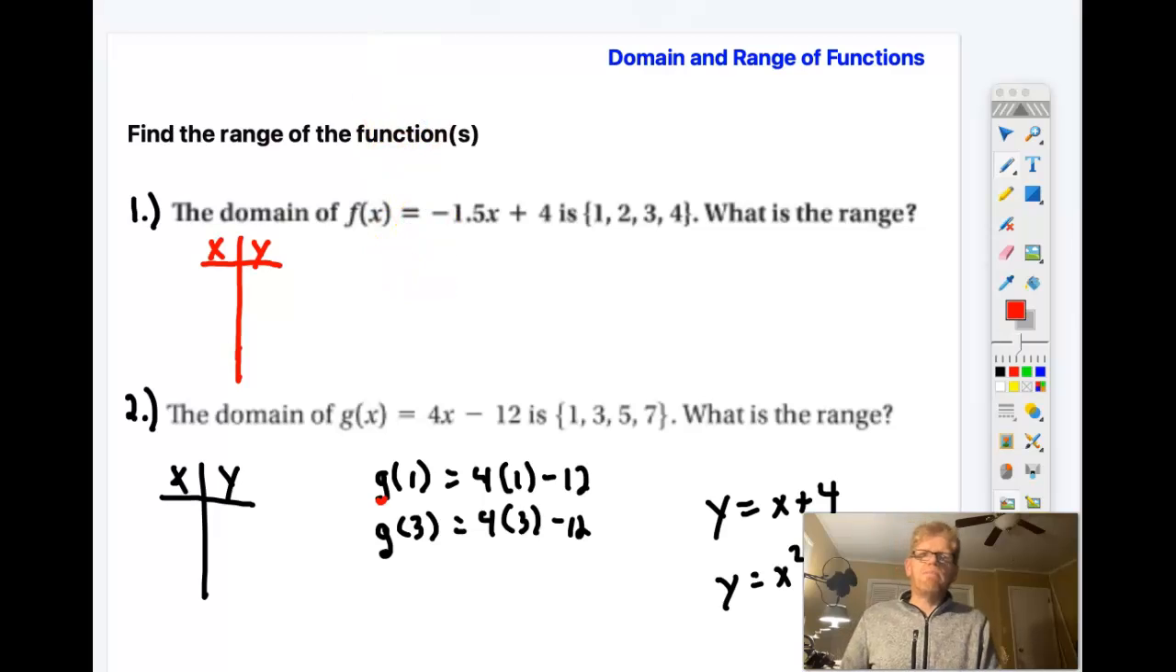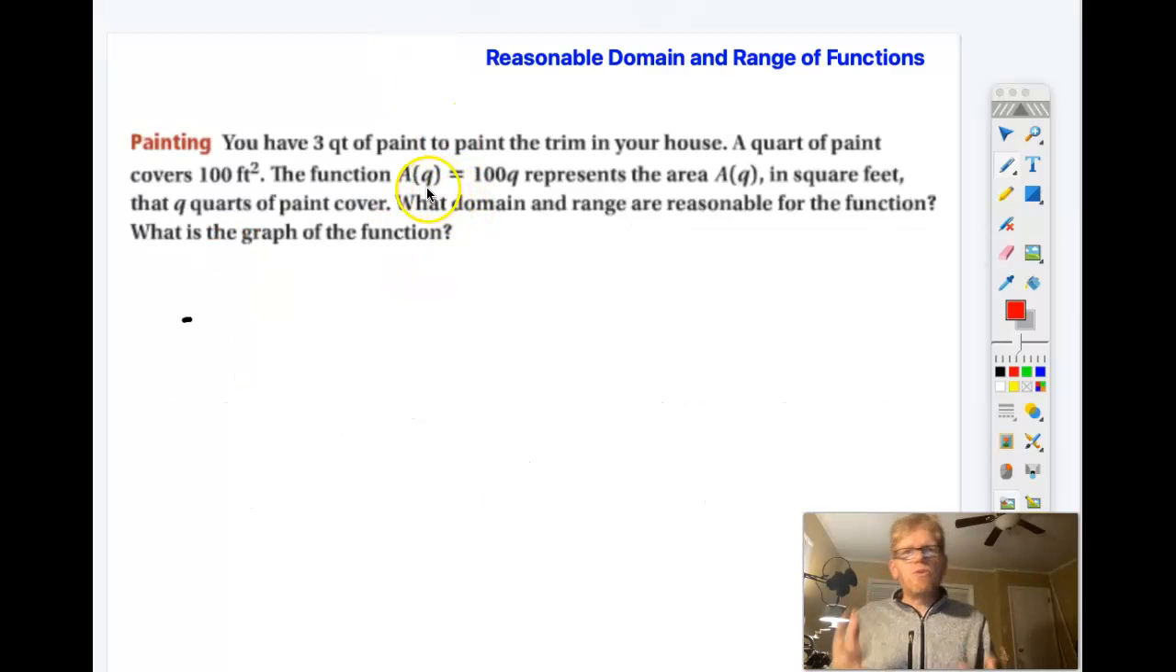Let's take a look at one more problem. So here's a word problem. You have 3 quarts of paint to paint the trim in your house. A quart of paint covers 100 feet. Now we're given the function. We're given the function A of q, rather, not a times q. A of q is equal to 100q. That represents the area in square feet that q quarts of paint cover. What domain and range are reasonable for the function? And then what is the graph of the function?